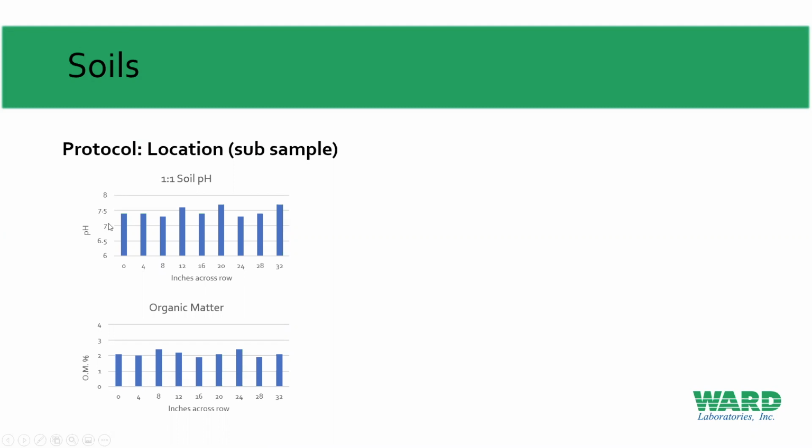So soil pH looks like it's very stable across that transect. Very stable. That's great. Likewise, organic matter, right around 2% organic matter. Really, that's pretty good uniformity there. That's really exciting. But that's kind of where the excitement ends on making sure things are uniform.